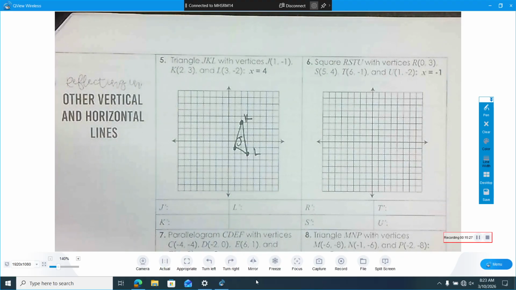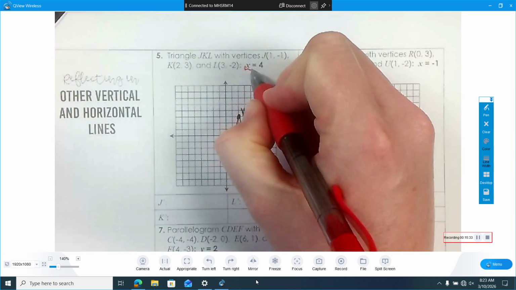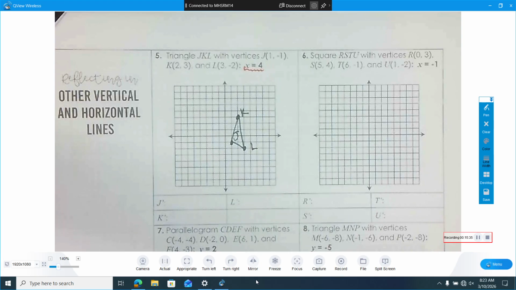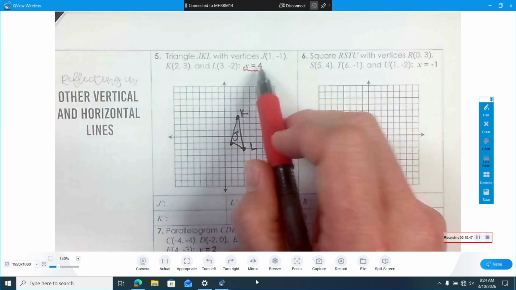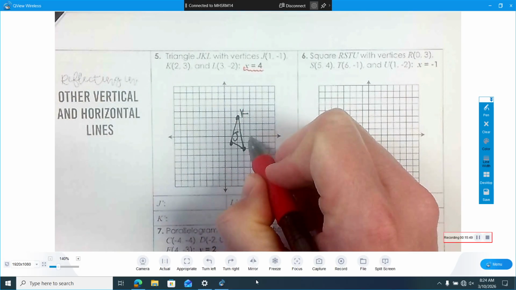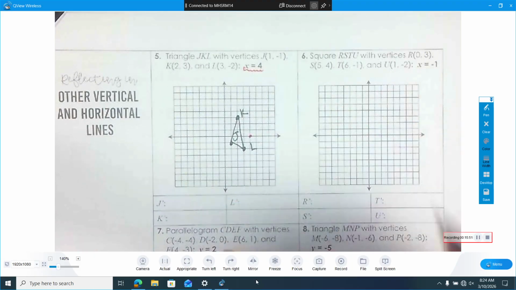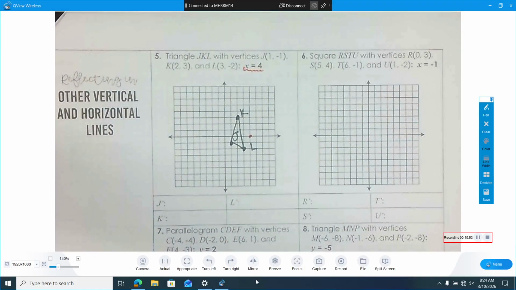Now, this time, our triangle JKL here is being reflected over the line x equals 4. What kind of line is x equals a number, 4? Is it a vertical line or horizontal line? Vertical. All right, what it says is, if you go to the x-axis at 4, 1, 2, 3, 4, we put a dot right there, we have to draw a line through that.